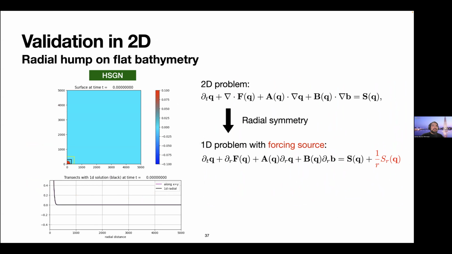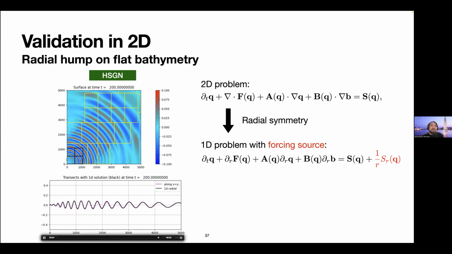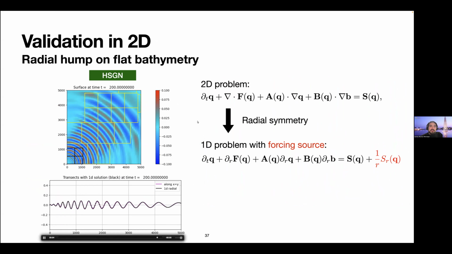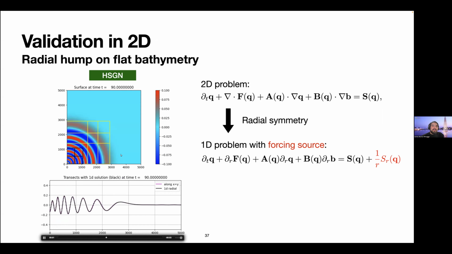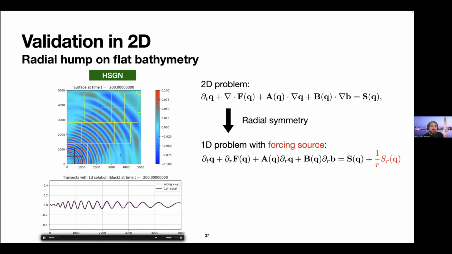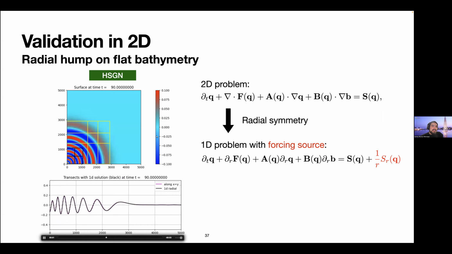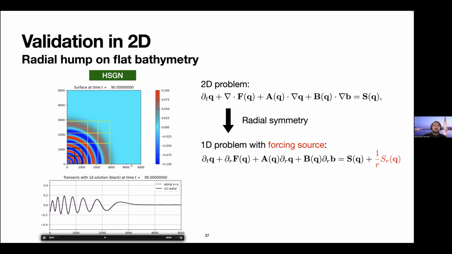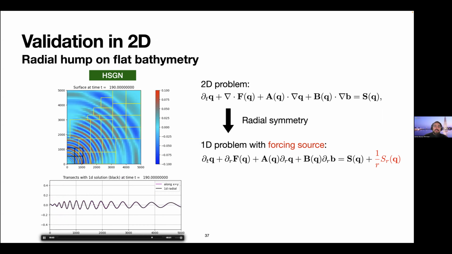We also compare with a radial hump on a flat topography. For this, we compare with a 1D solution across the main diagonal. Of course, for the 1D solution, we need a forcing source term that accounts for the dimension that we are stripping. And we get, again, good agreement, so we can trust our 2D implementation. You might have noticed something here at the bottom plot.